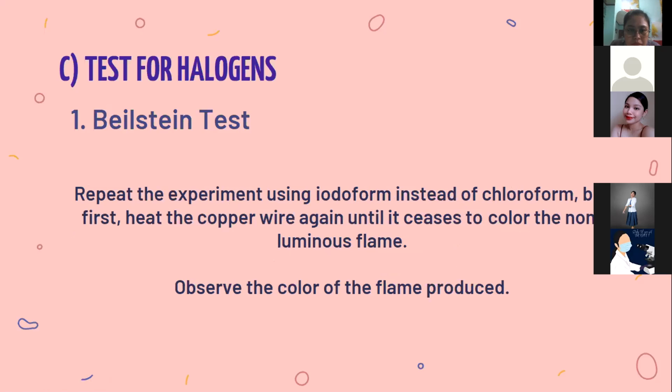Repeat the experiment using iodoform instead of chloroform, but first heat the copper wire again until it ceases to color the non-luminous flame. Observe the color of the flame produced.